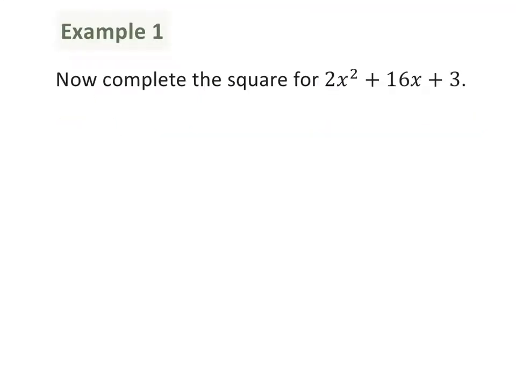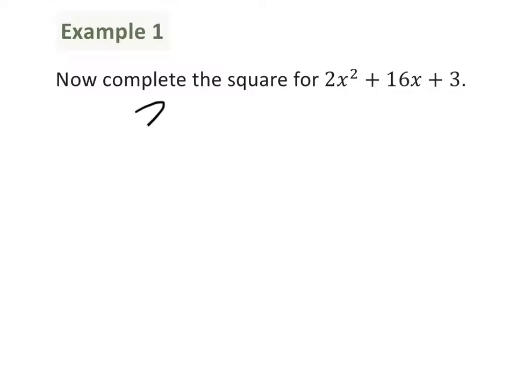Today we're going to complete the square for 2x squared plus 16x plus 3. Can you tell me the difference between today's problem and yesterday's problem? There's a number in front of the x squared, yes. And that's going to change what you have to do to complete the square of this type of expression. Here's how you start it.